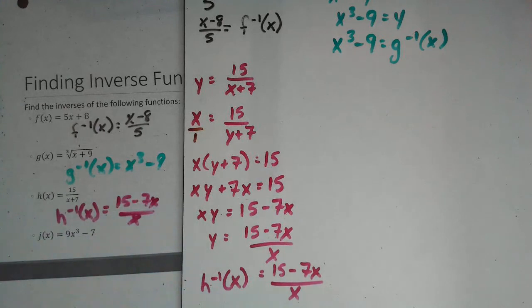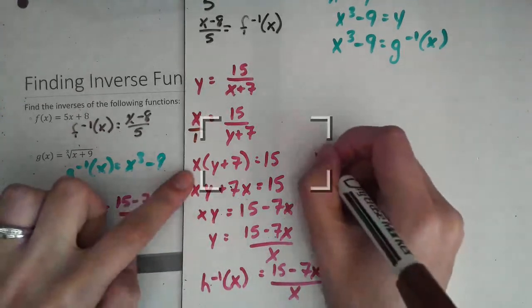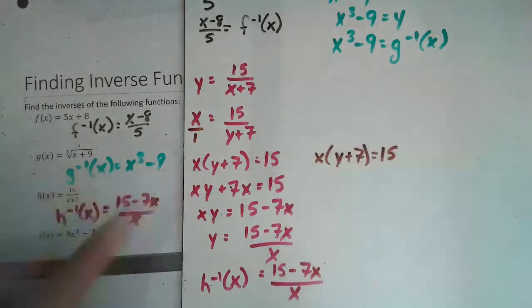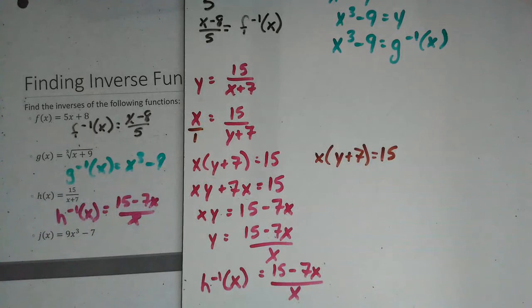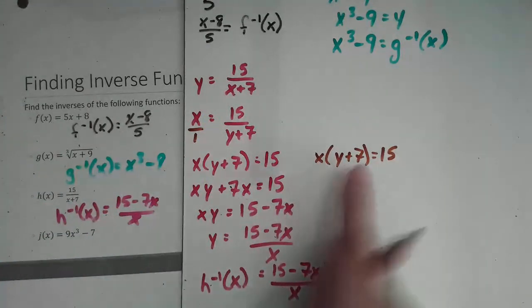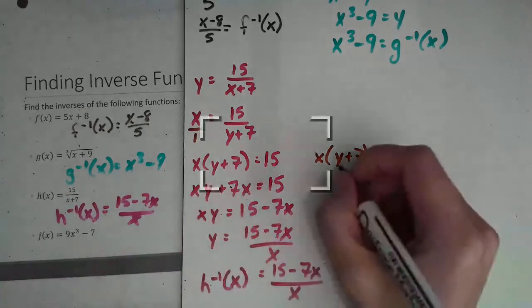I would like to point out one thing that could have made this easier. If you notice it, great. If you don't, it's not a big deal. We had x times y plus 7 is equal to 15. And I was trying to get the y alone. Well, this is x times something. So right now, I can divide both sides by x.